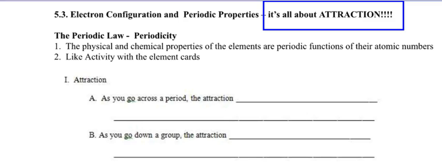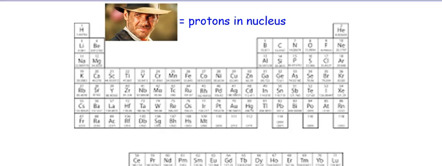All right. If you don't have one already, get out a periodic table to look at. That would be helpful. So pause this, find your periodic table, and then come back. All right, so here's my periodic table, and I want to think about attraction.